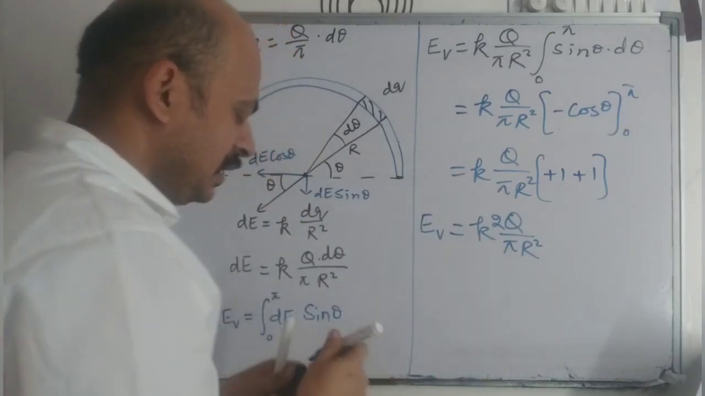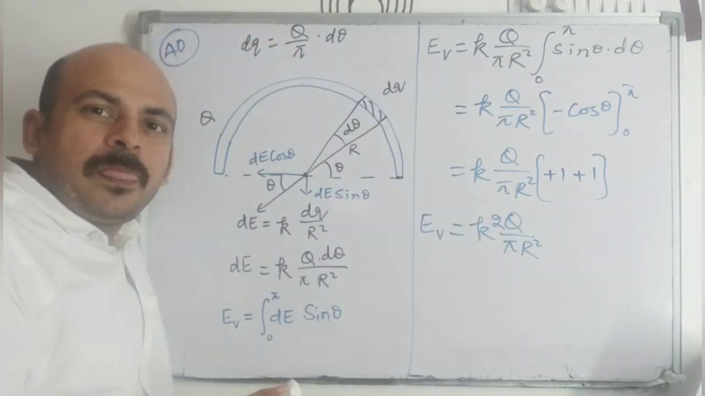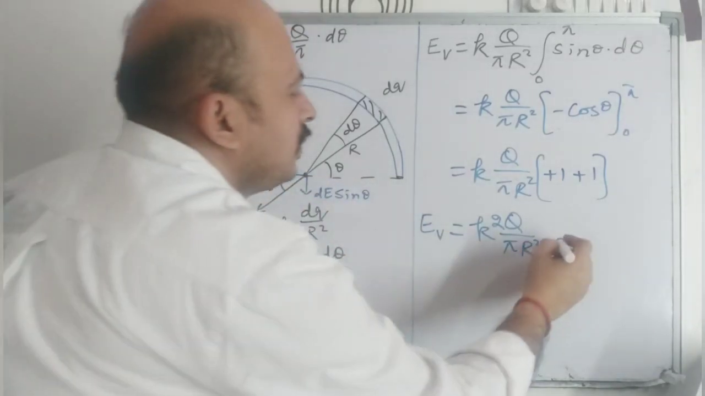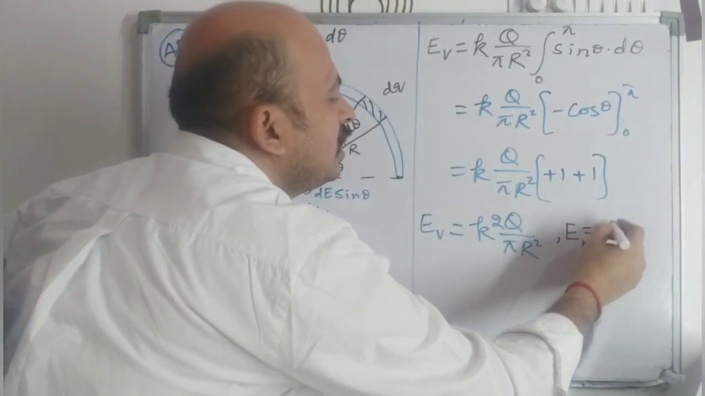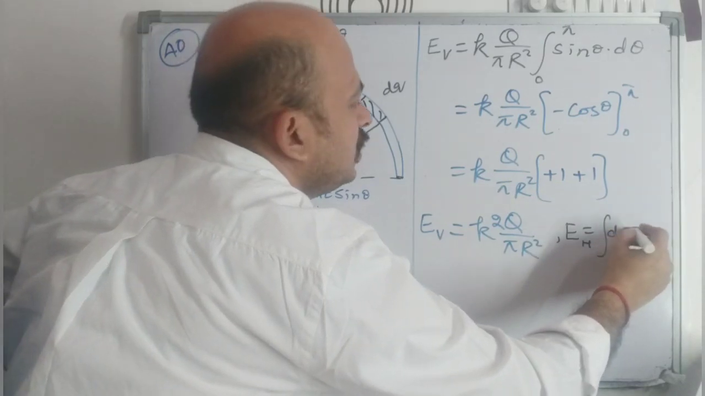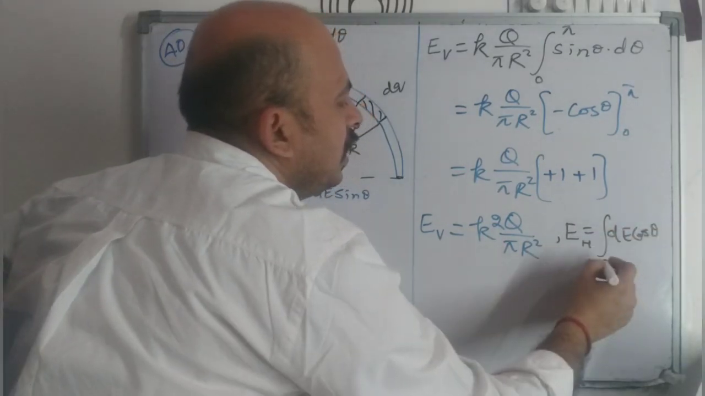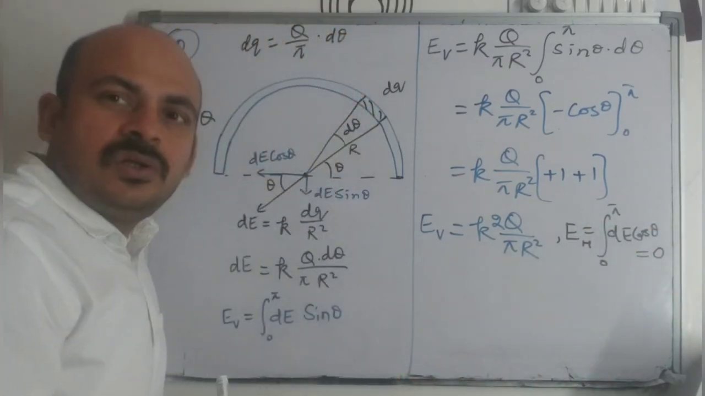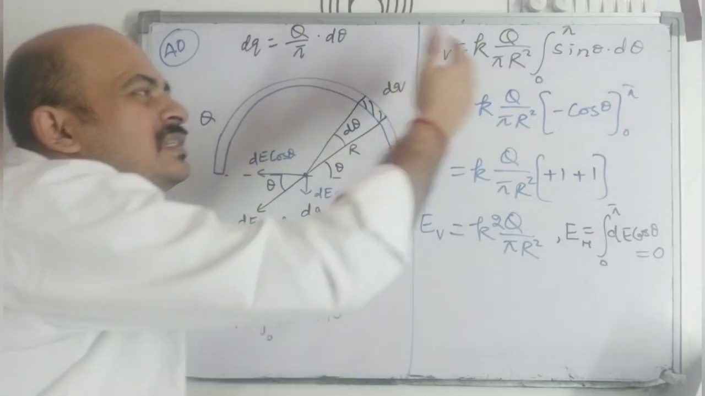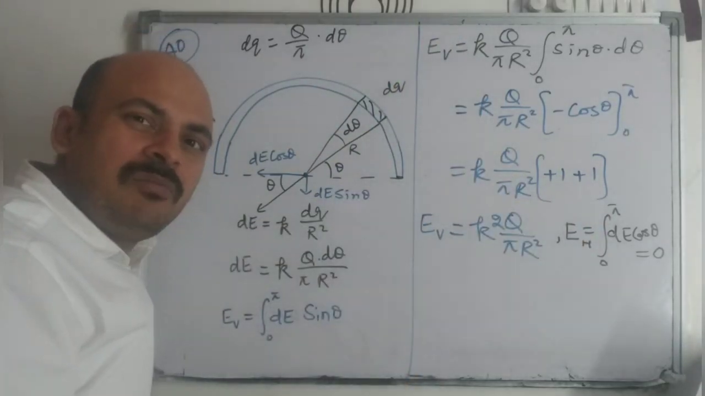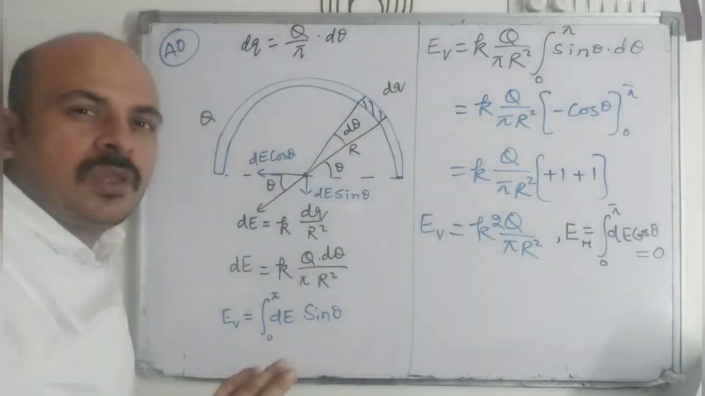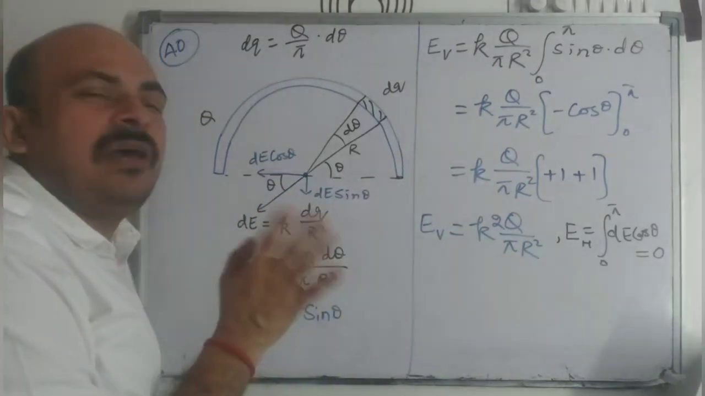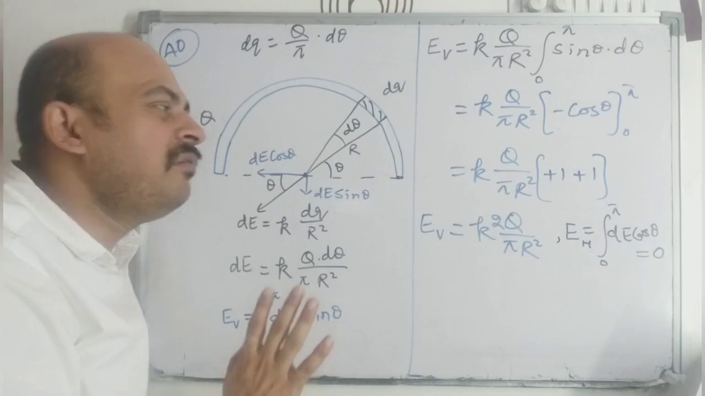That is E vertical. If you calculate the resultant electric field along the horizontal, that is E horizontal, it will be the integration of dE cos theta from 0 to pi, and that will be equal to 0. If you solve in the same way, you will get the E horizontal component as 0, in this case only. If you take some other range, then the horizontal and vertical components may vary.